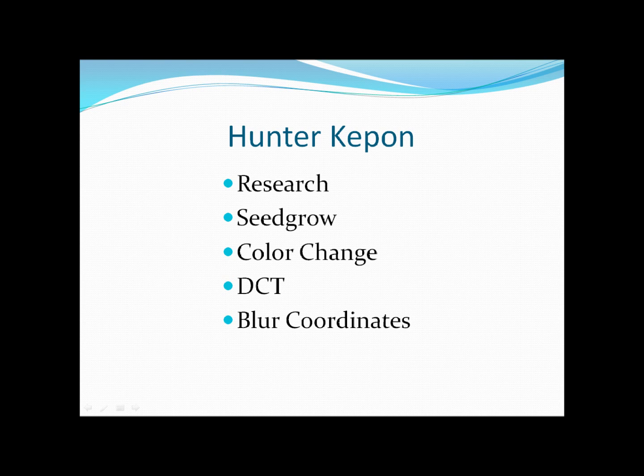So for my part of the project, I performed some research and we discovered that in order to determine where the watermark is on the image, we needed to write a seed growing algorithm. And then our first attack method was the color change, and I worked on that to figure out how to change the color of the area of the watermark to match the color of the image behind it. And then we used a discrete cosine transform on the image to change the intensity of the image color in that area. And then I created a coordinate system for our blur function.